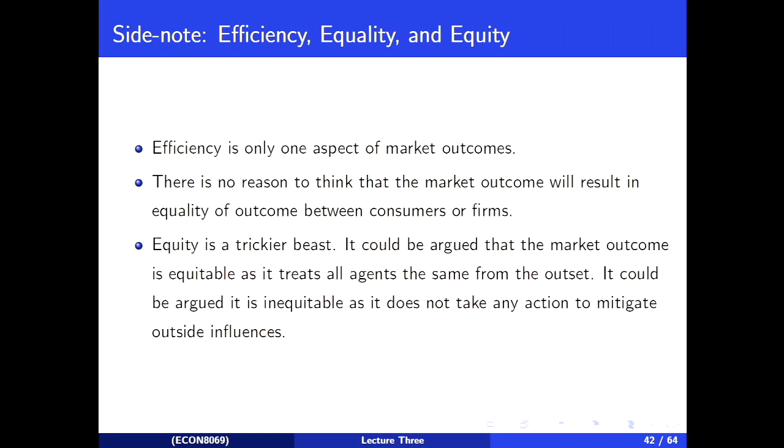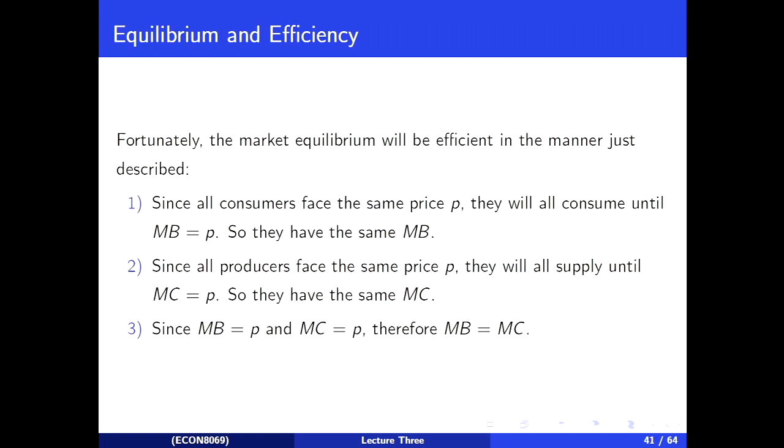There's no notion of equality even between consumers, right? If I really, really like bananas and you only kind of like bananas, we both face the same price for bananas. So I, as a consumer, get a lot more total benefit than you do from bananas. It's just efficient in the sense that we have the same marginal benefit. We can't move things around to make one person better off without making another person worse off.